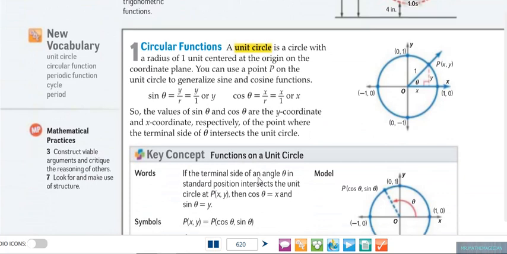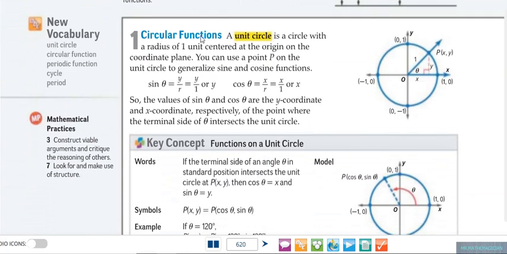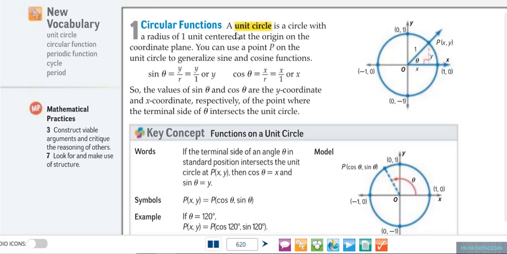Number 1, circular functions. What is a unit circle? A unit circle is a circle with a radius of 1 unit centered at the origin on the coordinate plane, like this one, x-axis, y-axis. This is the origin. This will be the center of the circle with radius 1.